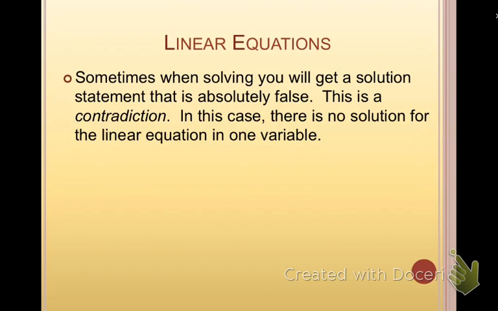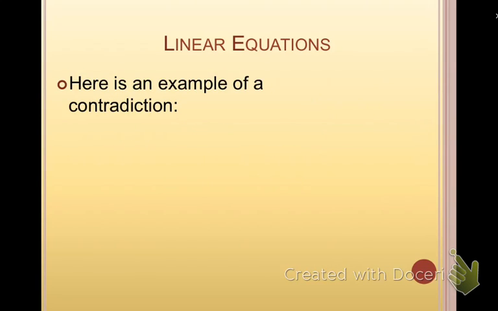Sometimes when you solve an equation, you're going to get a solution statement that is absolutely false. This is a contradiction. And if you think about what contradiction means in the English language, that makes sense. Something that's false tends to be a contradiction. In this case, there's no solution. So something like that would look like 5 equals 7 or 0 equals -2. Those are contradictions.